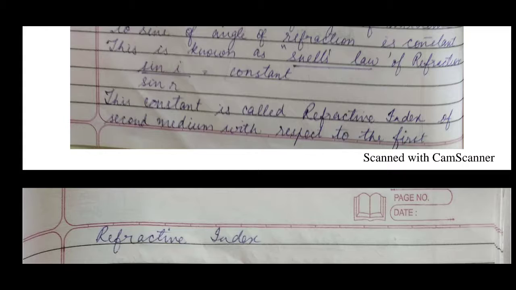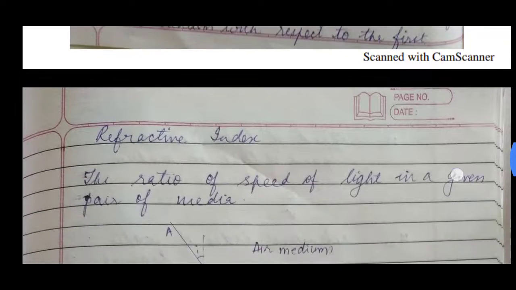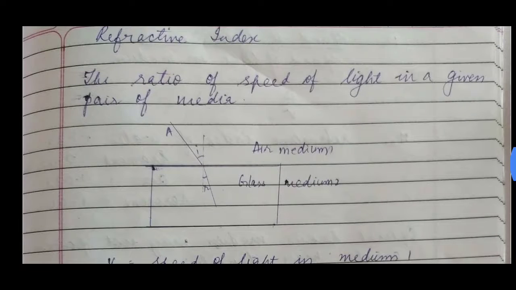Whenever we find sine I upon sine R, that is sine of angle of incidence to sine of angle of refraction, we get a constant value, and that constant value is called the refractive index of the second medium, not the first medium. It is the refractive index of the second medium with respect to the first medium. Now let's discuss what is refractive index. The ratio of speed of light in a given pair of media is known as the refractive index.